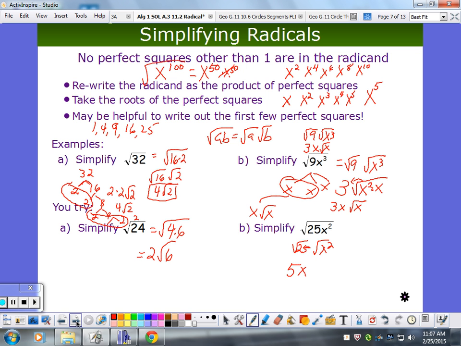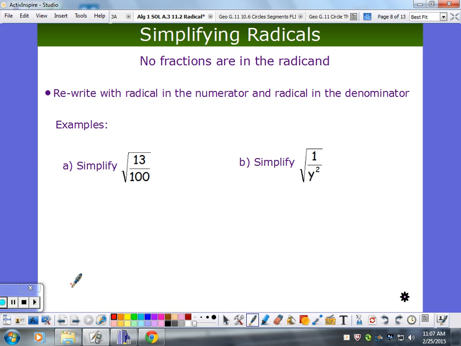Okay, so a little bit more of a challenge. This one I just want to review. You know how you can't have a fraction inside a radical? So we break it apart: square root of 13 over the square root of 100. You reduce the top, you reduce the bottom. Can I reduce square root of 13? No, there's no other perfect square than 1 as a factor. Square root of 100? 10. That was nice, perfect square.